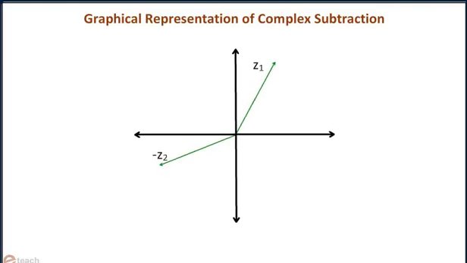Let us see the graphical representation of complex subtraction. Here we have two complex numbers z1 and z2. Here z1 is in the first quadrant and z2 is in the third quadrant. We'll take negative of z2 and represent it in the first quadrant as shown in the figure. Then we can add z1 and negative of z2 to get z1 minus z2.